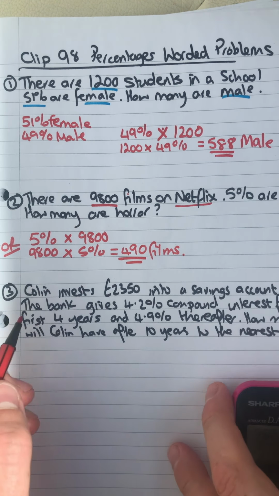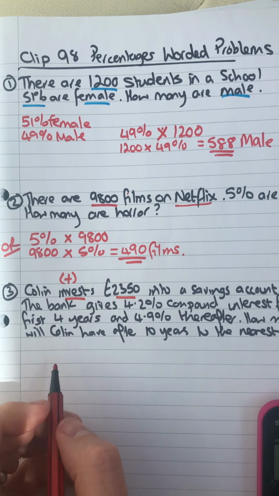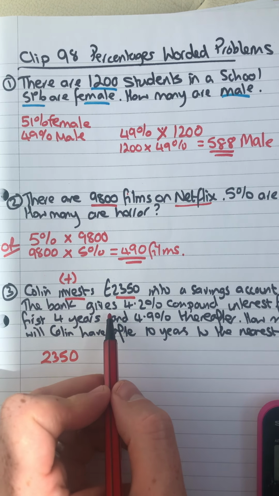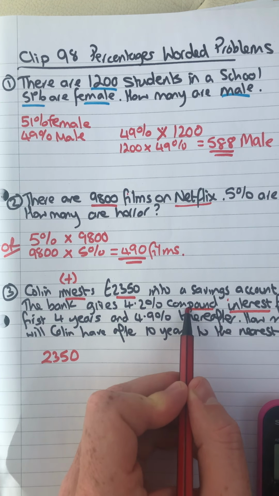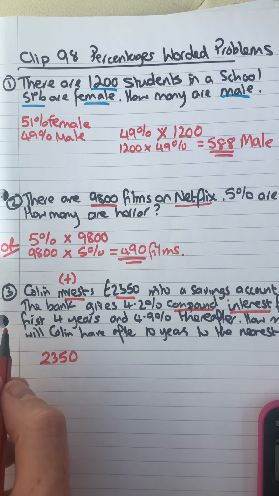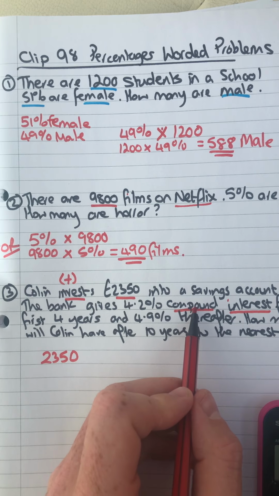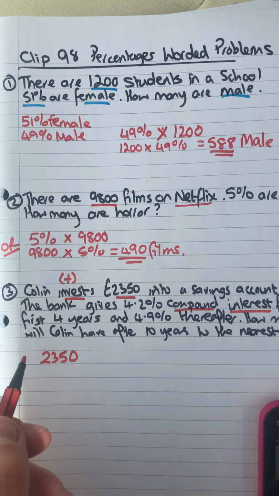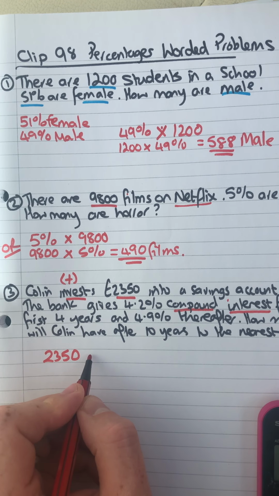Right, the third question. So Colin invests. That means it's going to go up. 2,350 into a savings account. The bank gives 4.2% compound interest. Interest is when the bank pays you money to put your money into their bank. Compound means you leave it in and you get interest every year again and again. So if I was doing it for a year, then I'd do 4.2%.